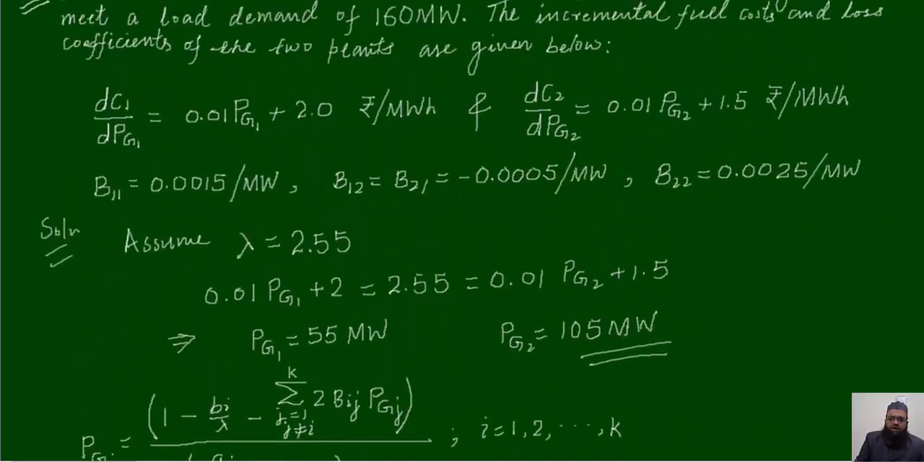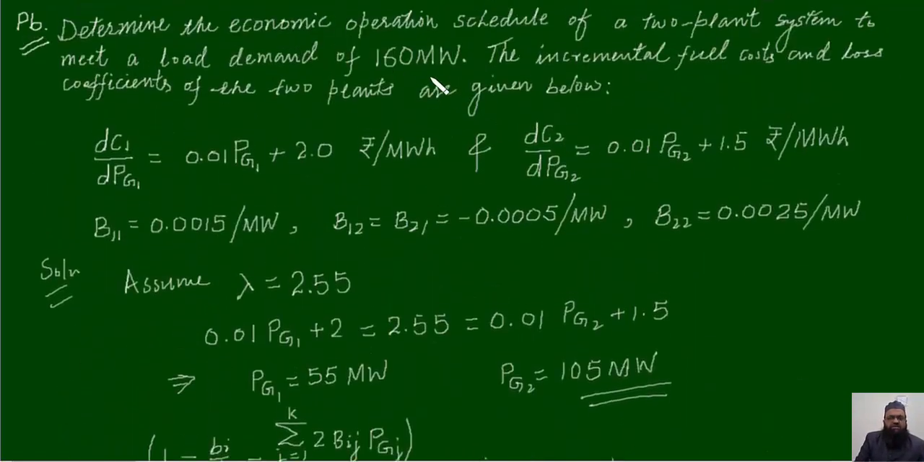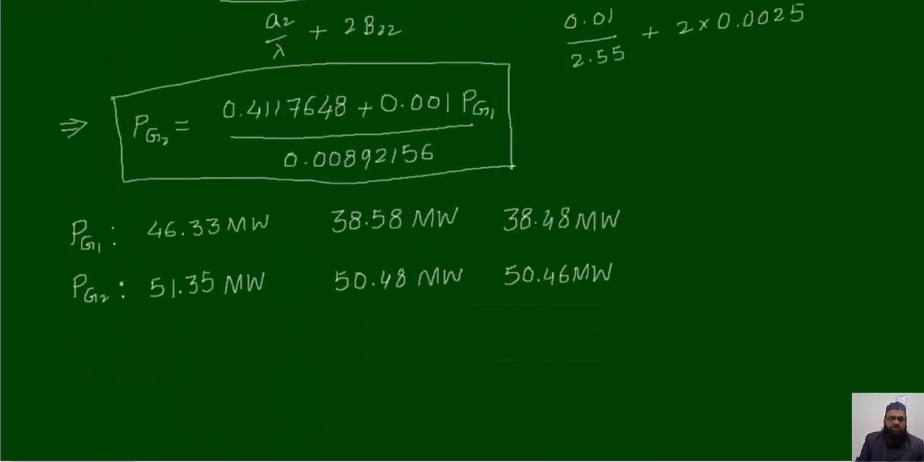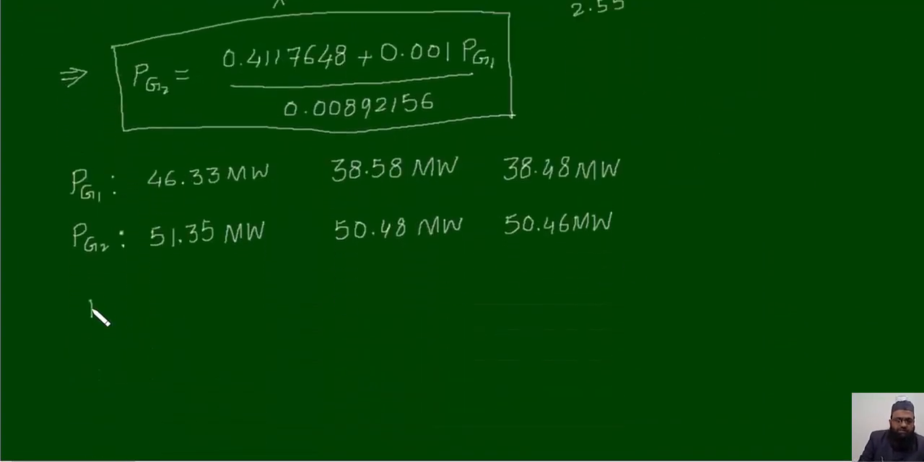Now we can observe the total demand is 160 megawatt. So total generations, that is, we have two plant systems, so total generations will be Pg1 plus Pg2.